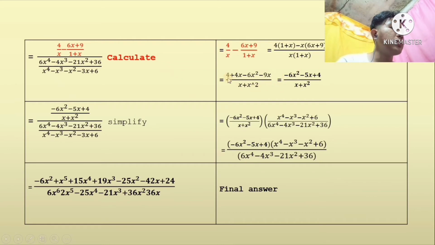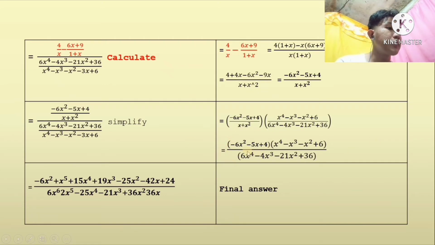So combine like terms. Combine 4x minus 9x, so it will become negative 5x. Our equation will be negative 6x squared minus 5x plus 4 over x plus x squared. So simplify our equation. Let's simplify this equation. So our equation will be negative 6x squared minus 5x plus 4 over x plus x squared times x raised to 4 minus x cubed minus x squared plus 6 over 6x raised to 4 minus 4x cubed minus 21x squared plus 36. So our answer will be like this.